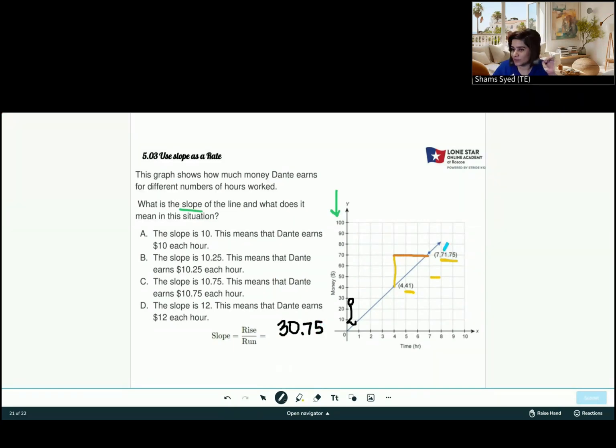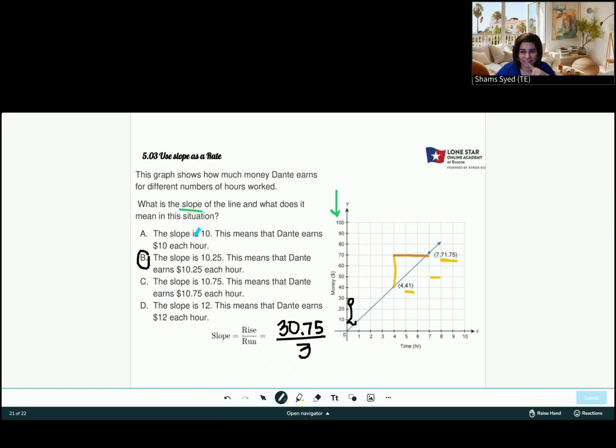Notice the ordered pairs are in decimals, right? So if you precisely subtract 71.75 minus 41, it's 30.75. You're right, Jocelyn. And then in the denominator, the run is 3. If you divide the two, you get the slope. Seems like the slope is 10.25. Is that correct? Rajini, 10.25?